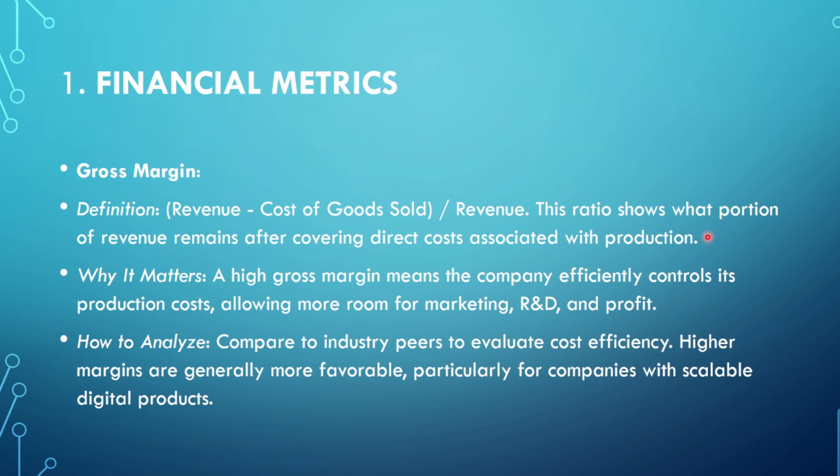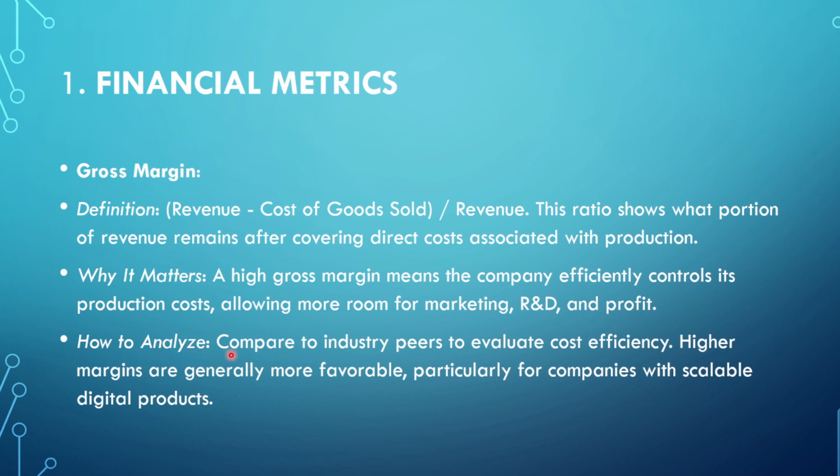This ratio shows what portion of revenue remains after covering direct costs associated with the production. Why does this matter? A high gross margin means the company efficiently controls its production costs. That's important because you don't have indefinite money, allowing more room for marketing, research and development, and profit. Profit is, again, very important because we're shareholders.